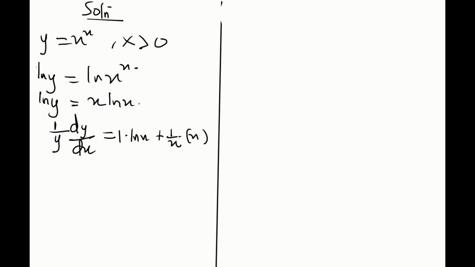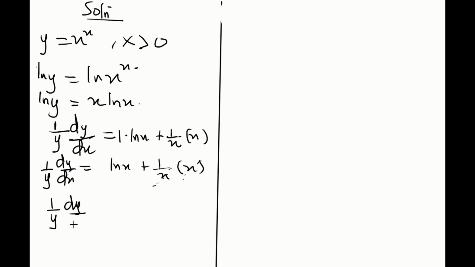Okay, then we can now proceed. With our new function, we are now getting 1 over y dy dx, which is equal to ln x plus 1 over x multiplying x. But here we can identify that the x over here can cancel the x over here, so we'll be left with 1 on the right hand side. So this is going to be 1 over y dy dx, which is equal to ln of x plus 1. Now, what is this telling us?